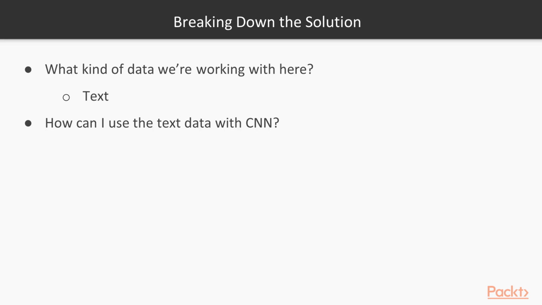Then the next question, okay, so the common use case for convolutional neural networks is images. And is there any way that we can use text data with convolutional neural networks? And the answer is, of course, we can use word embeddings, and specifically in Keras, we can use embedding layers, which will train those embeddings. And those are simply vectors representing words that can be used with convolutional neural networks.